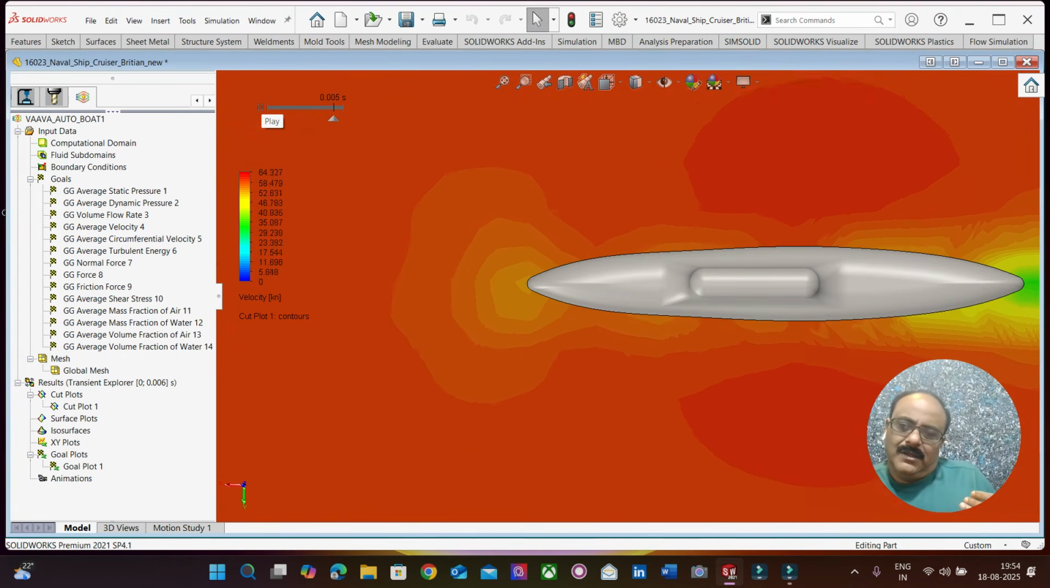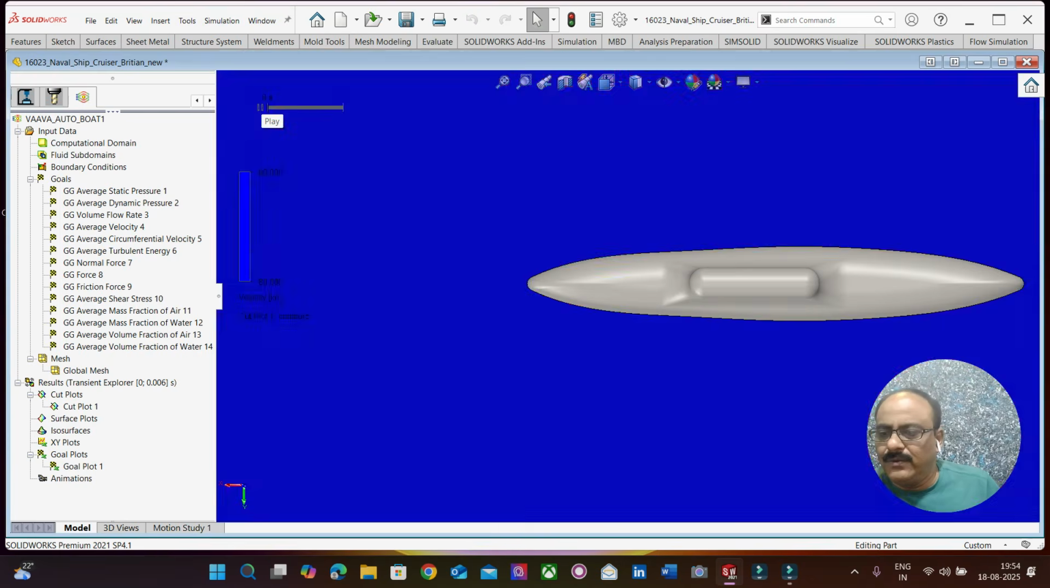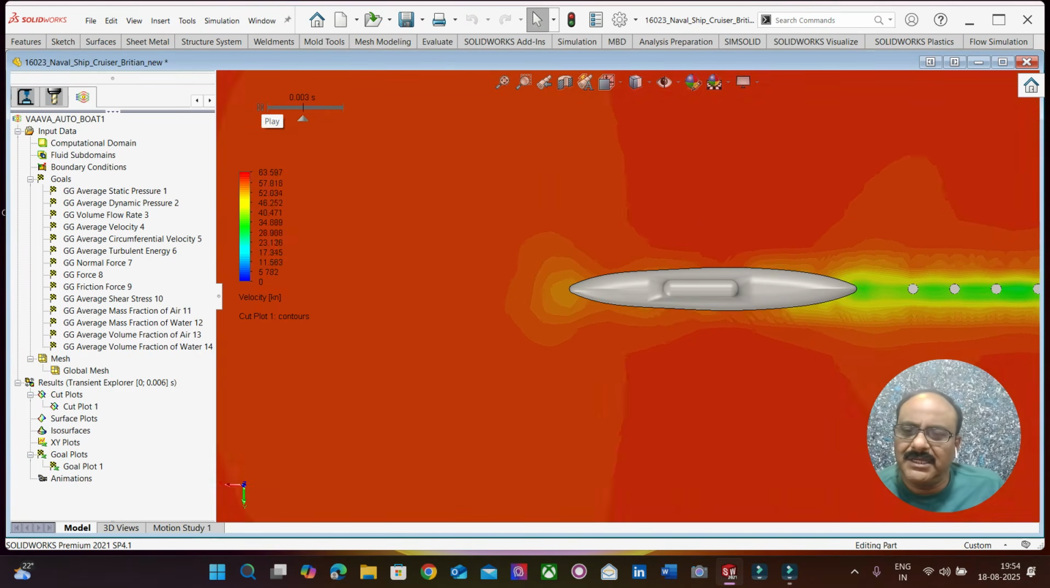Okay, so now similar to that, even in the water there is a possibility for turbulence, and these turbulences can be broken with such mechanisms. Okay, so now we have seen the velocity plot, and let's see what is going to be.